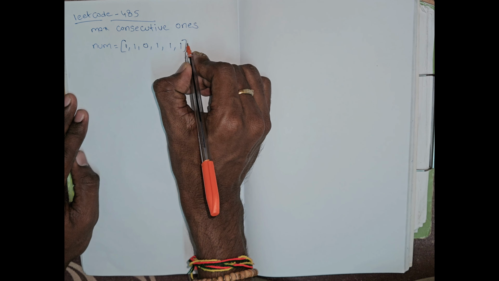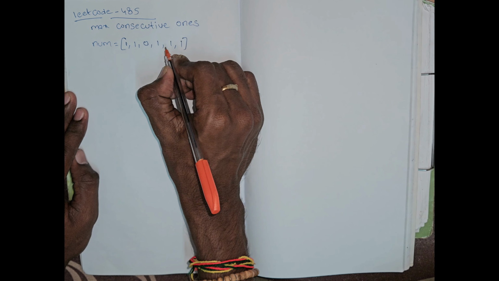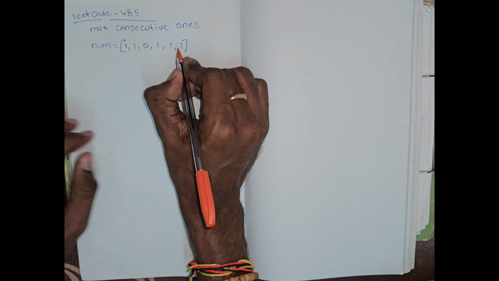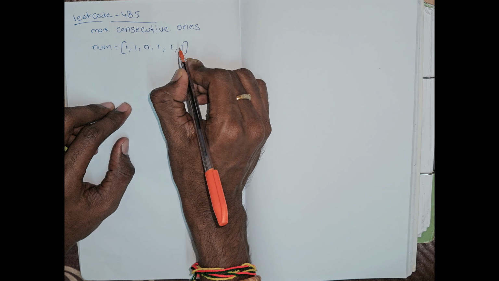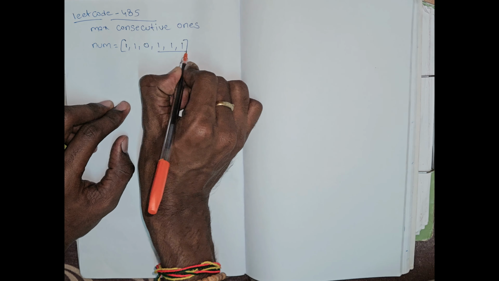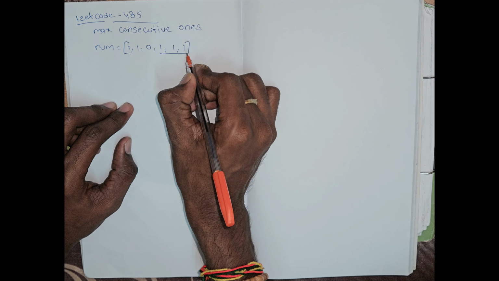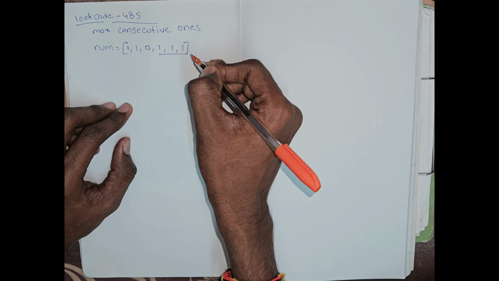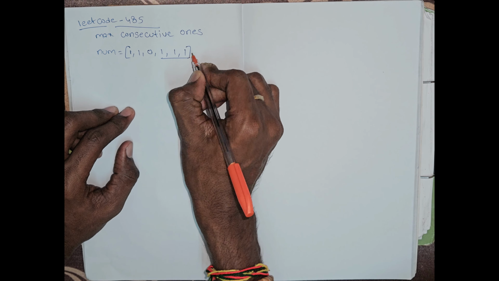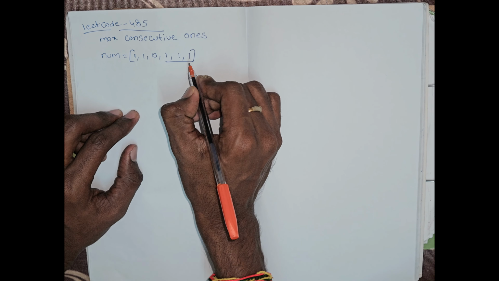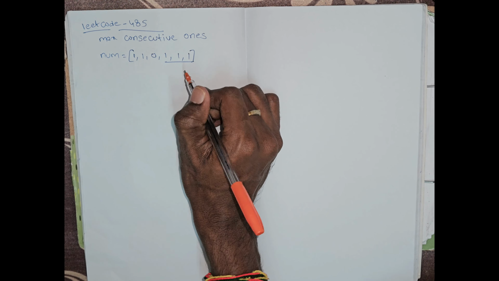So here is the problem. We are given an array of ones and zeros like this. Our mission is to find the longest stretch of ones. Just by looking at it, we can see the answer is 3 from this group at the end. But how do we teach a computer to find that?